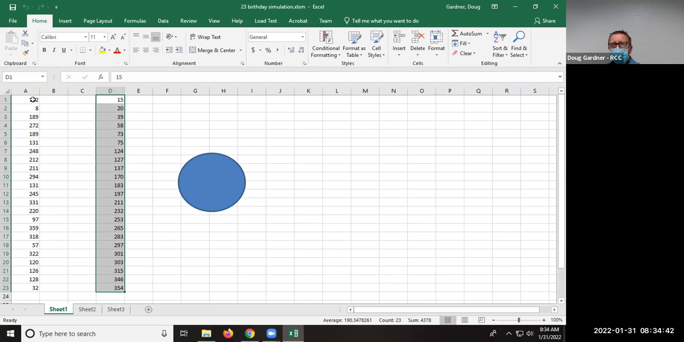Notice you can actually simulate people's birthdays by choosing a random number between 1 and 365, because that would kind of place them at one particular day in the year. So what I did with this simulation is I just did that 23 times. So this is like 23 people in a classroom.